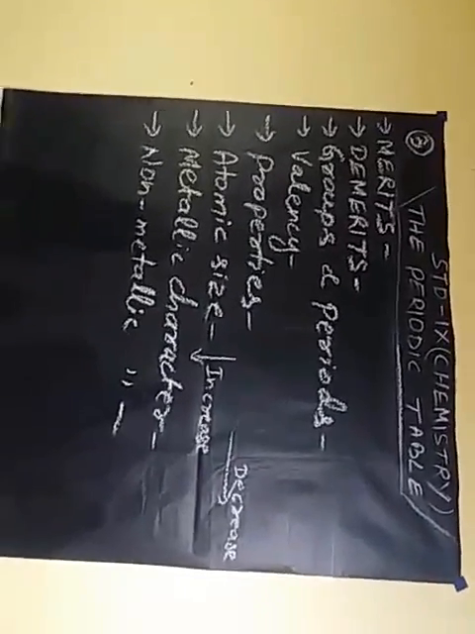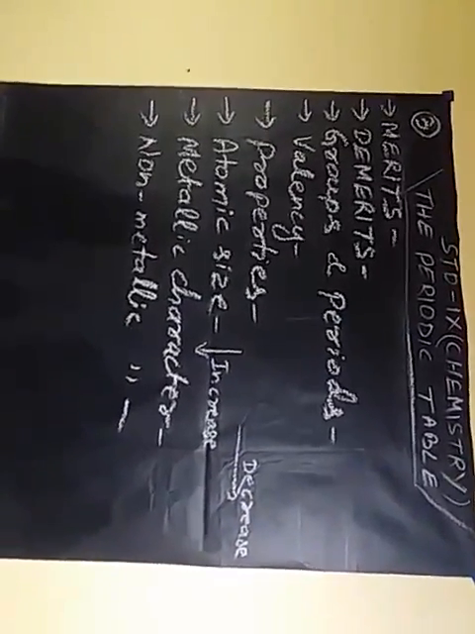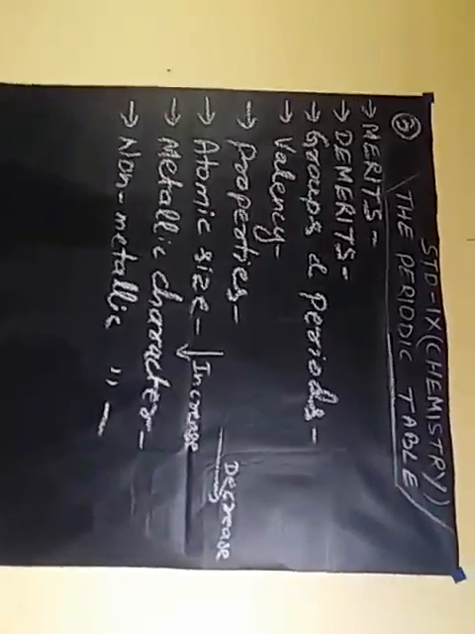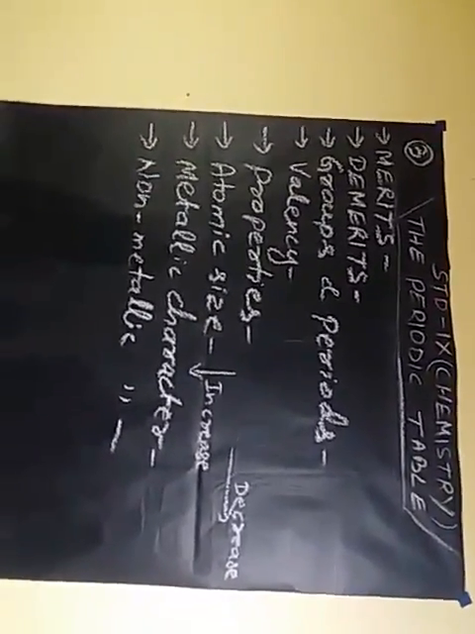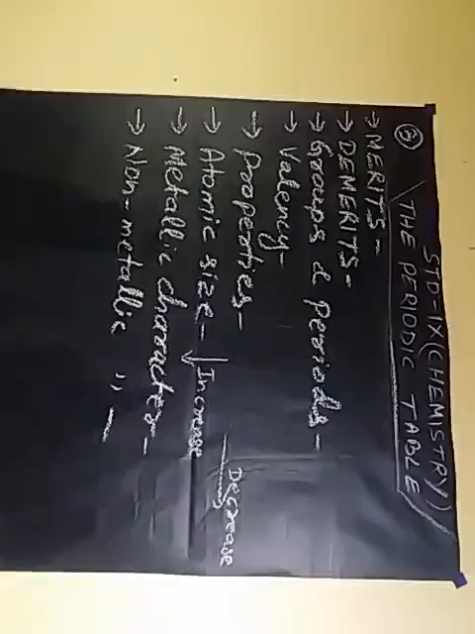One best example is that cesium has the greatest atomic size, but fluorine has the least. According to chemical bonding, cesium has the most metallic character and fluorine has the most non-metallic character. So the electrovalent bond between cesium and fluorine gives cesium fluoride.